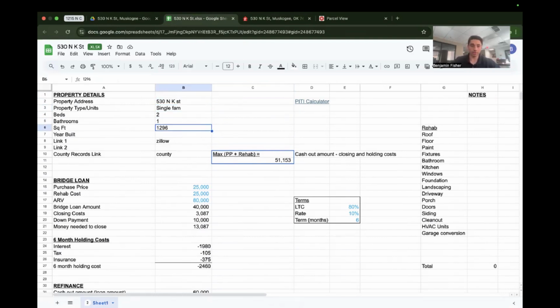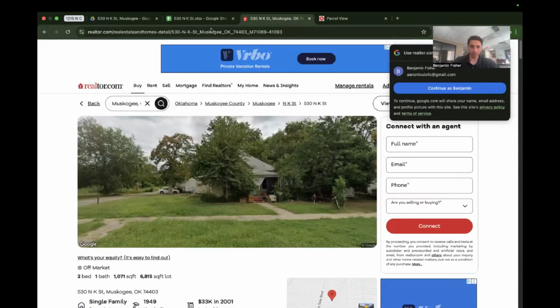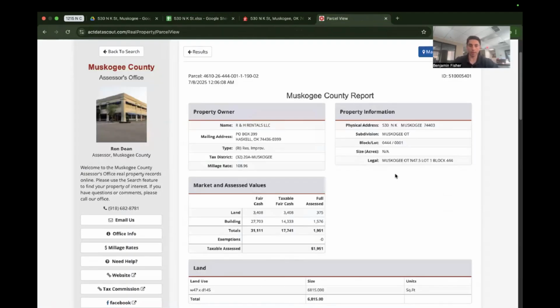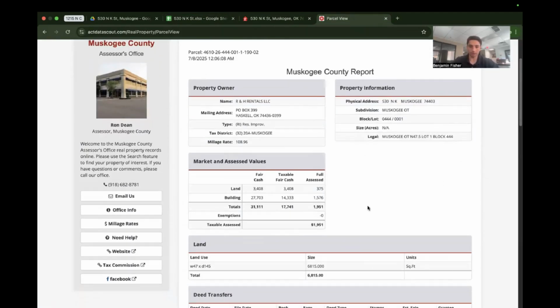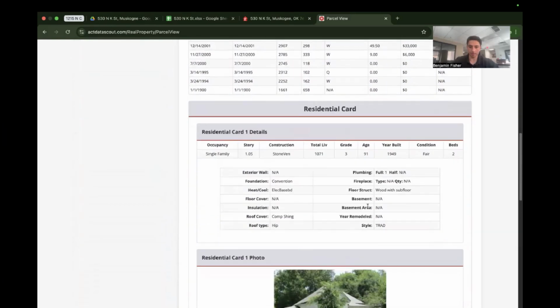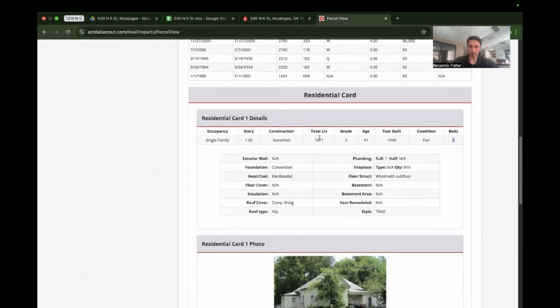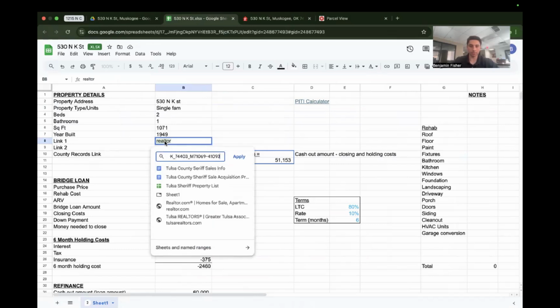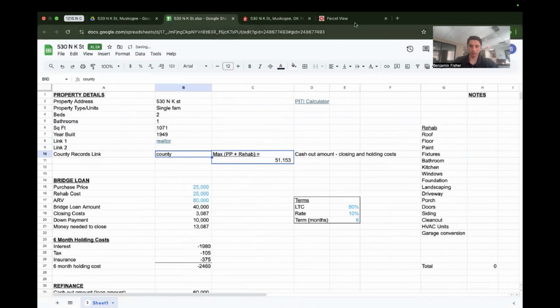So all I do is enter in the basic information here. 1,071. And then I like to also pull up the property in the county records. You can just go to the county assessor, and this is a two bed. So I just confirmed that with 1071, built in 1949. And I just like to attach some links so I can easily get to everything I need just from my spreadsheet. Same with the county records.